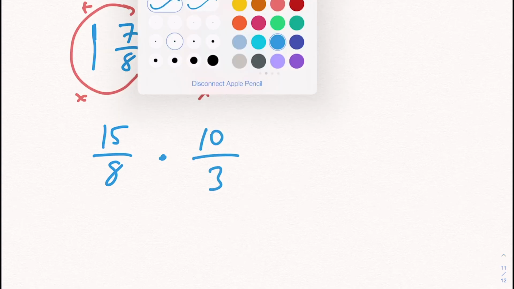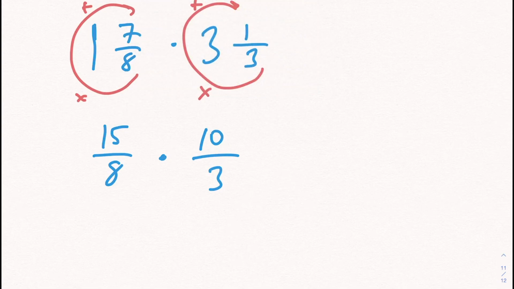And then hold on, because we want to make sure that nothing can be cross-canceled. Well, in fact, we can a lot here. Let's look at this first. 15 and 3, right? 15 and 3, I can divide by 3. So this actually can become 1. 15 divided by 3 is 5.